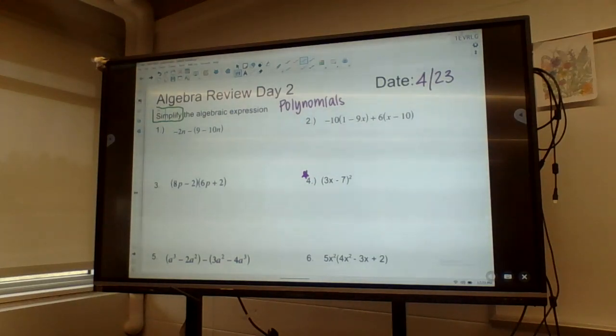So at number 1, what's going to be your first step? We're going to distribute. And what are we distributing? We're distributing that -1 in. So nothing happens to the -2n. The 9 becomes a -9, and the 10 is going to become a positive 10n.